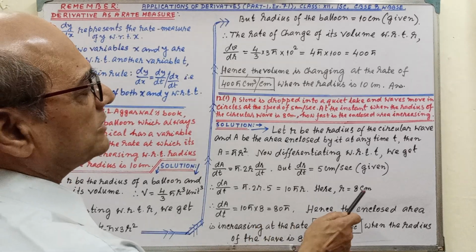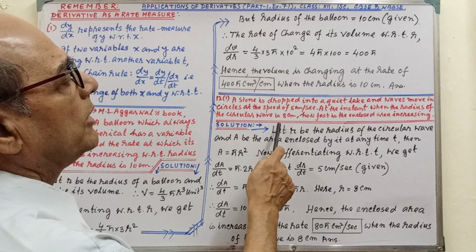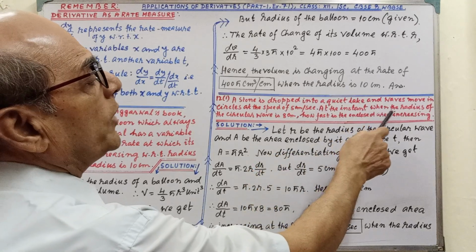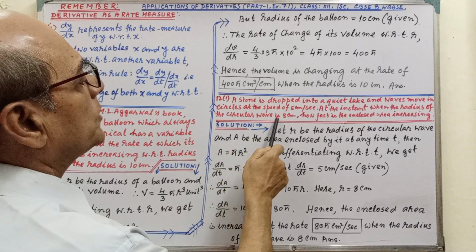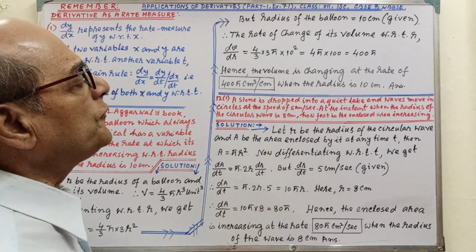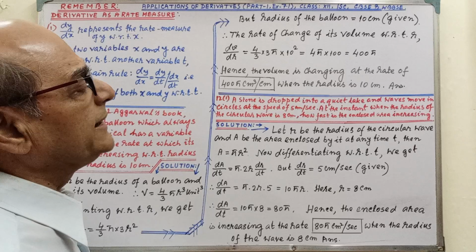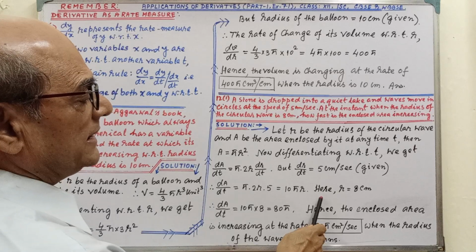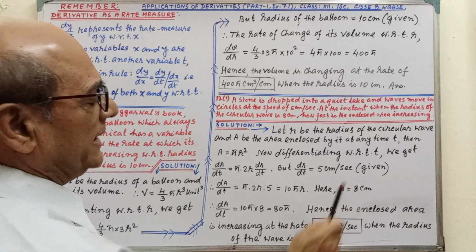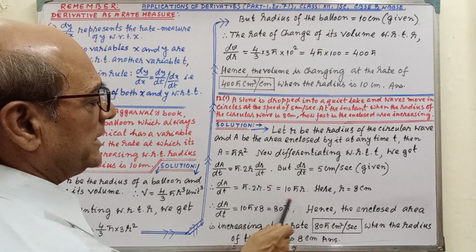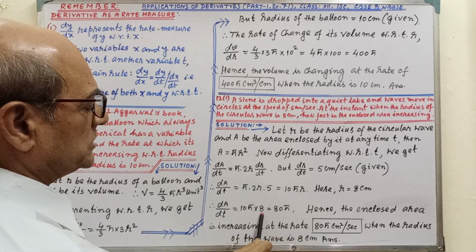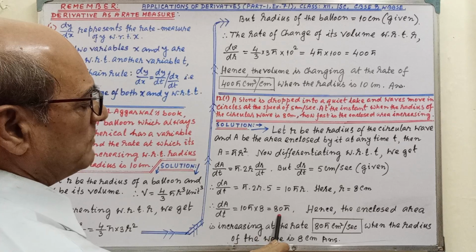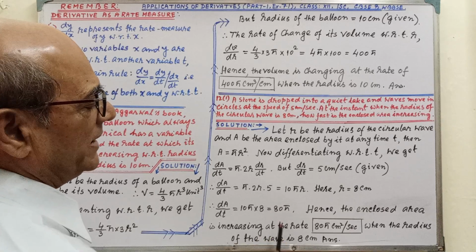Here r equals 8 centimeter, given in our question. When the radius of the circular wave is 8 centimeter, how fast is the enclosed area increasing? Here radius is given 8 centimeter. Therefore, in place of r, we have to put the value of r, 8. By simplifying, it is coming 80 pi.